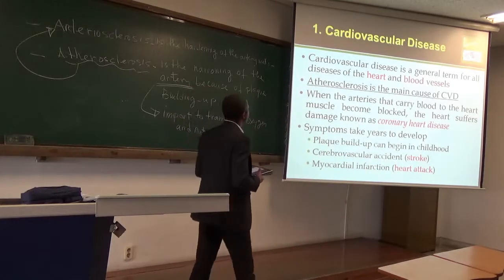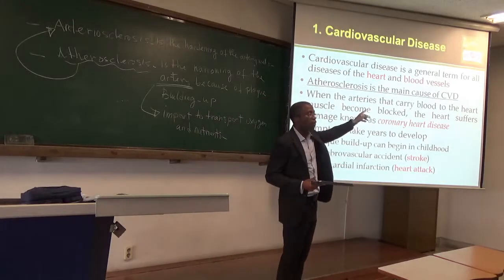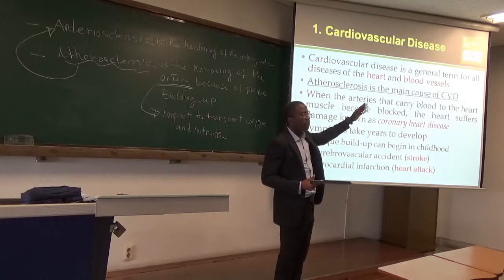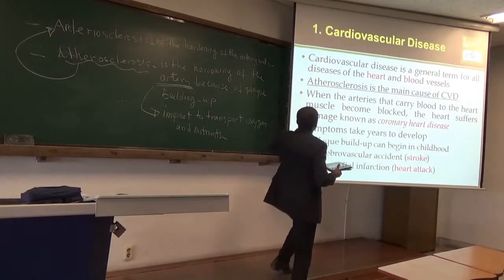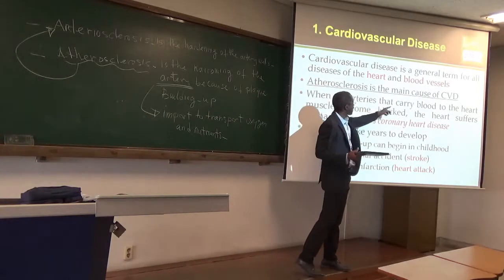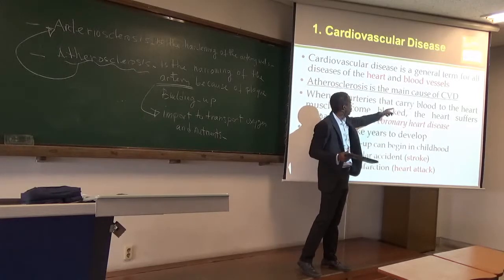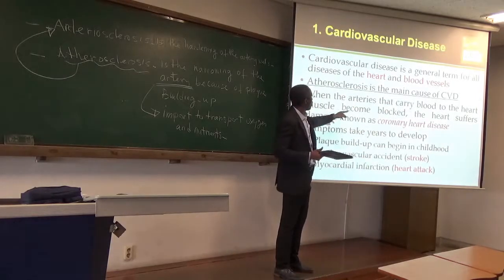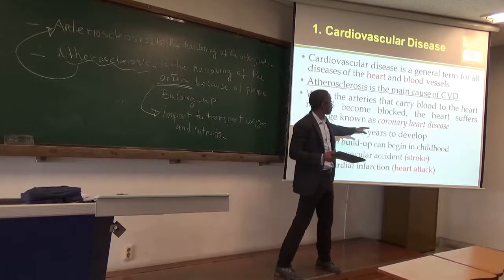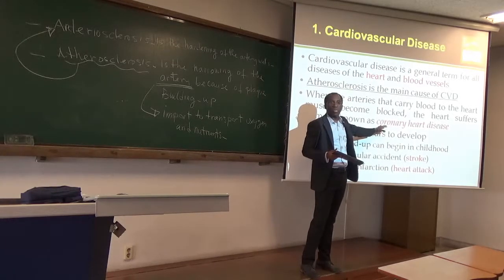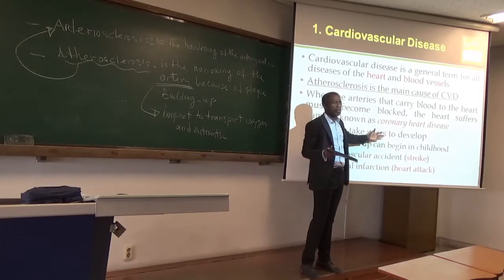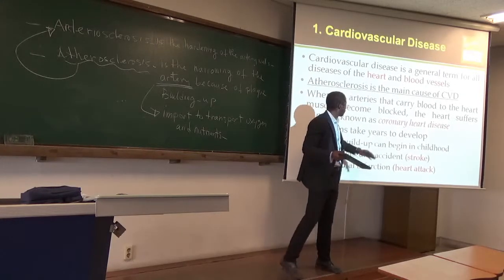So now what do we have here? Atherosclerosis is the main cause of cardiovascular disease. You can check your first picture again for the relationship. Now we talk about the arteries that carry blood to the heart muscle. When they become blocked, the heart suffers damage known as coronary heart disease. So we'll be talking about coronary heart disease today, also one of the risk factors for cardiovascular disease, a group of diseases related to the heart and blood vessels.